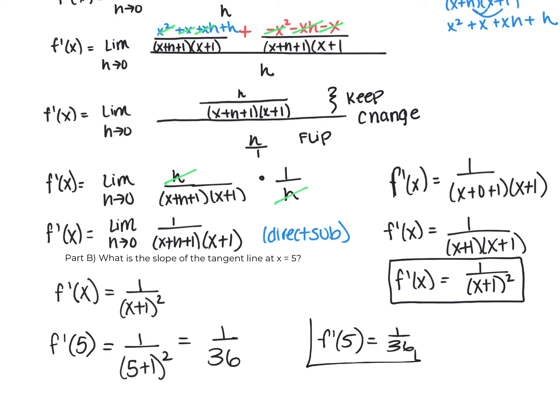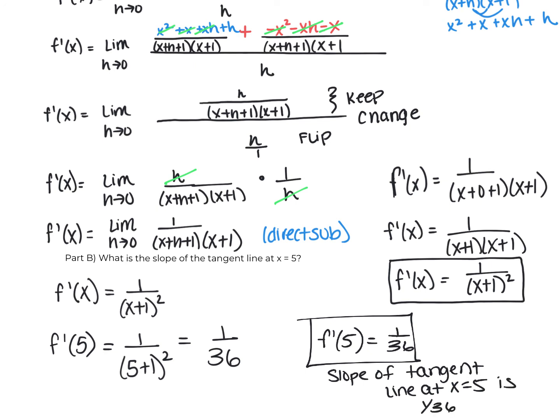What that means is the slope of the tangent line at x equals 5 is 1 over 36. So the slope of the tangent line at x equals 5 is 1 over 36.